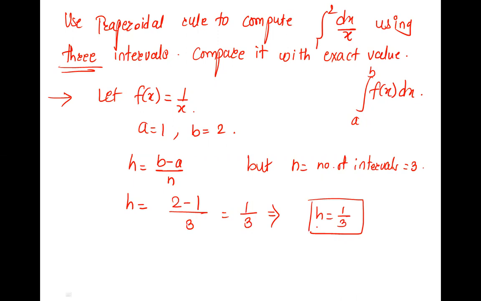Is that clear? H is called step size. So we are taking the steps to reach there. So we have to then make a table. Which table? We have f of x, we have h. So we'll make a table of the values x and f of x. F of x is 1 by x. Make a table.